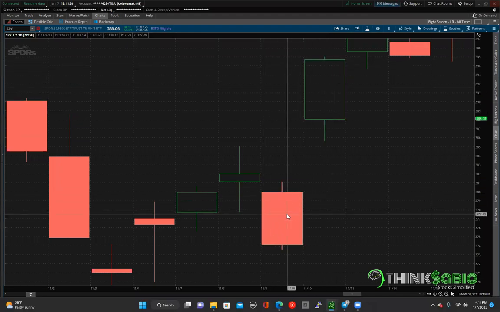So let's look at the red one, right? So this is where it opened for the red candle. The top is where it opened and the bottom is where it closed, right? So open, close, high, and low. So this is where it opened and this is where it closed. So on 9th November, S&P 500 opened at 379.94 and then it closed at 374.